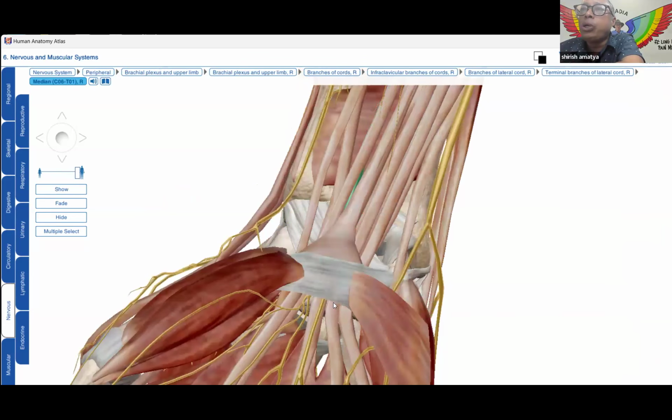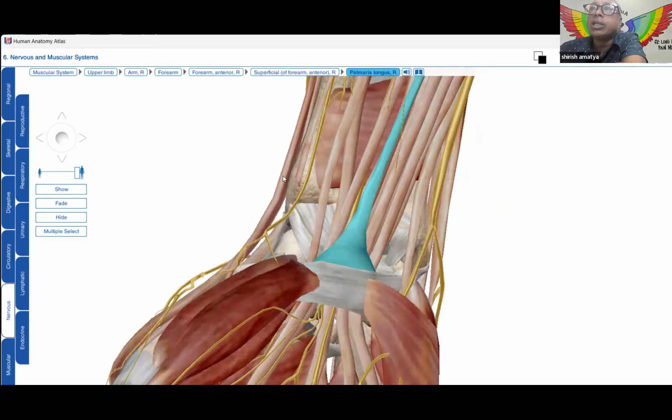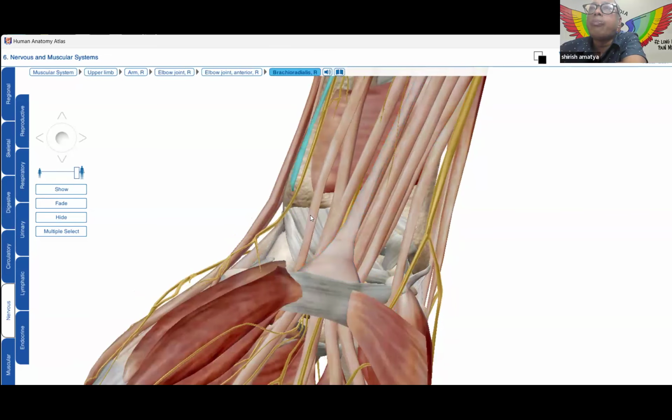And the peculiar thing in this area is that there are two or three tendons that do not go through this flexor retinaculum. One, on the medial side, is the flexor carpi ulnaris. It doesn't go through the flexor retinaculum. Another tendon is palmaris longus. This palmaris longus also merges with the flexor retinaculum, but doesn't go beneath it to the hand. And finally, there is another tendon, the flexor carpi radialis. This also doesn't go below the flexor retinaculum.